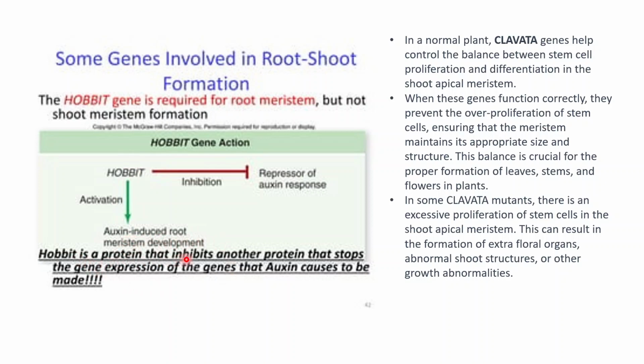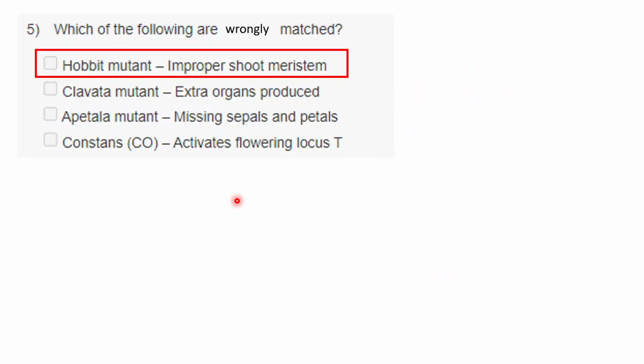Hobbit is a protein that inhibits another protein that stops the expression of genes that auxin causes to be made. So auxin downstream genes are repressed by a repressor which is inhibited by the Hobbit protein. So indirectly, it inhibits the repressor of auxin response. Hobbit inhibits the repressor of auxin response, but it activates auxin-induced root meristem development. That's why Hobbit and improper shoot meristem development is a wrong match, but the correct match would have been Hobbit mutant, improper root meristem.